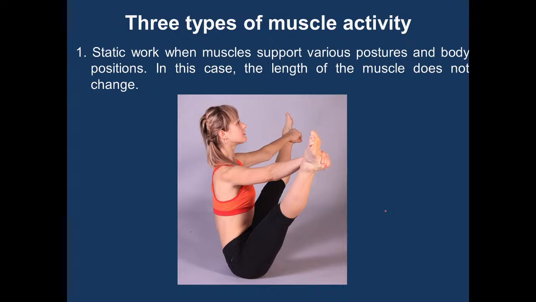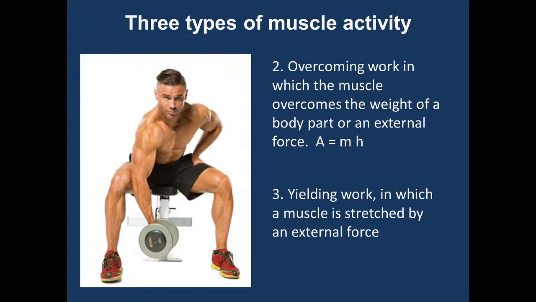Here you see the three types of muscle activity. First is the static work, when muscles support various postures and body positions. In this case, the length of the muscles does not change. You see here a woman who just keeps her limbs and doesn't move them. The second type is overcoming work, when the muscles overcome the weight of the body part and external force. And the third type is yielding work, in which a muscle is stretched by an external force.